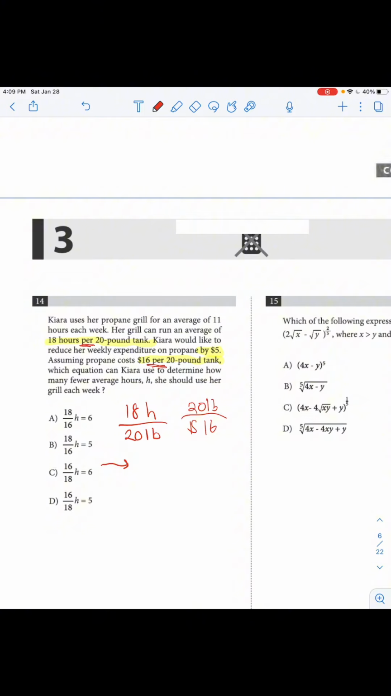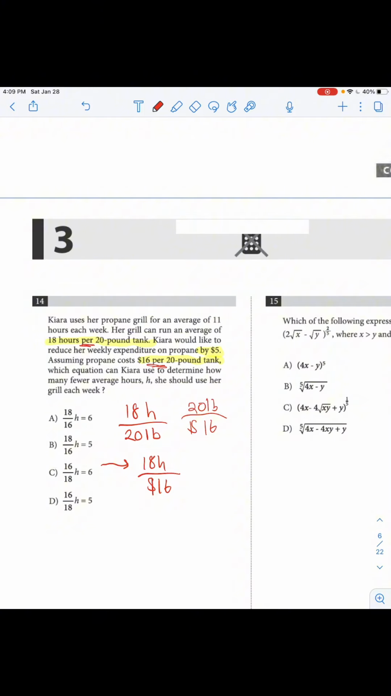Now looking at these two rates next to each other, you might notice that I can actually turn this into one combined rate of 18 hours per $16. And it makes sense when you think about it. 18 hours is using the full tank, and the full tank is going to cost $16. So we can say that with $16, you can get 18 hours of gas.